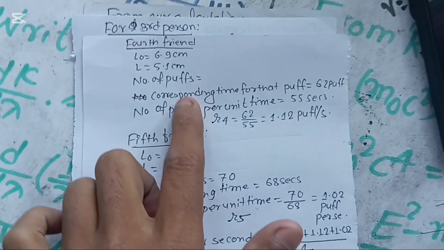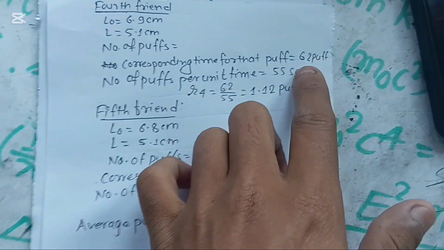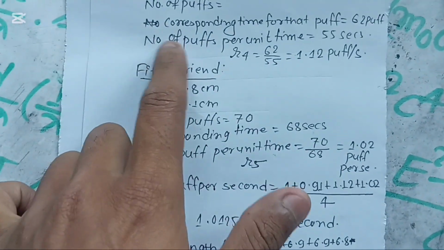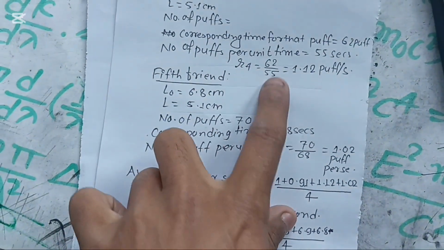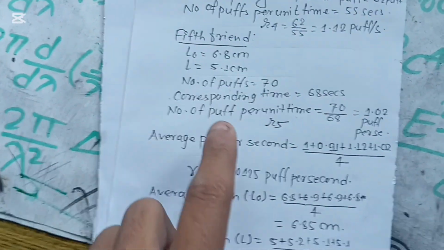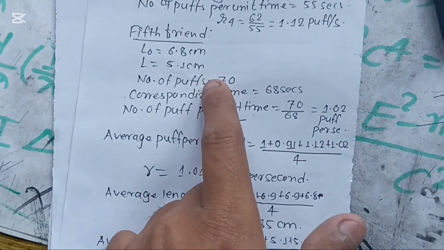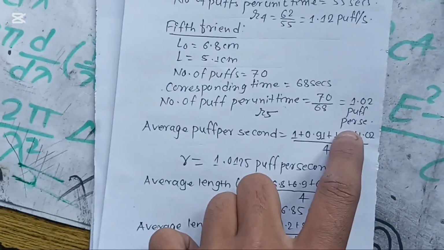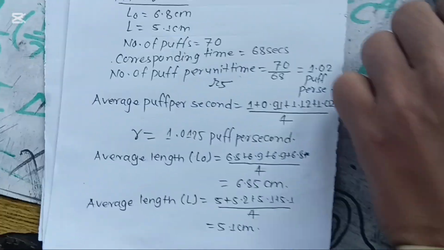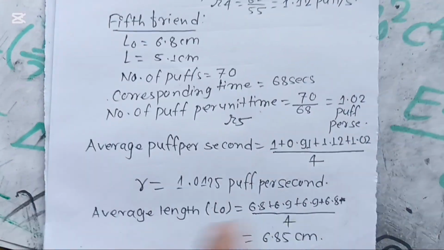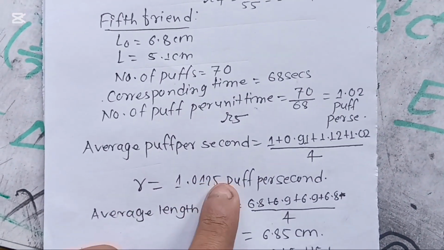And for the fourth person, sorry, this is the number of puffs, 62 is the number of puffs, and the corresponding time is 55 seconds. I have just mentioned it here in the wrong way. The number of puffs per unit time is 62 puffs upon 55 seconds, which gives you 1.12 puffs per second. For the fifth person, there are 70 puffs within 68 seconds, approximately 1.02 puffs per second. So for the average puffs per second, we had calculated R1, R2, and here R3, R4 and R5. I'm taking the average of all these and I get R is 1.0125 puffs per second.